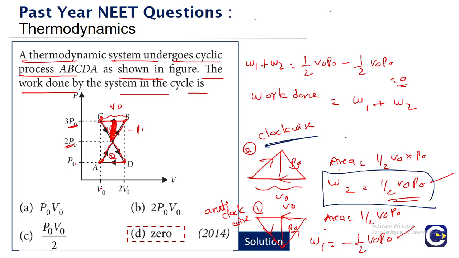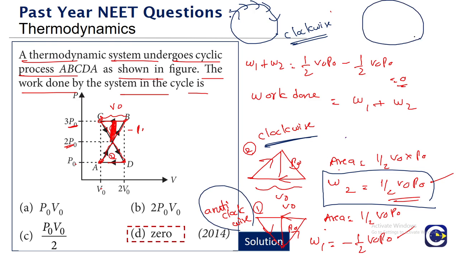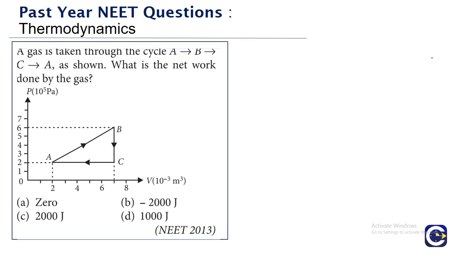Because in a clockwise cycle, the upper part will be expansion. So clockwise means the upper part is expansion, and that is why overall work will be positive. In anti-clockwise, the upper part will be compression. That's the reason why work will be negative there. Overall work will be negative. But in both cases, work is given by the area enclosed by that cycle. We'll move on to the next question.